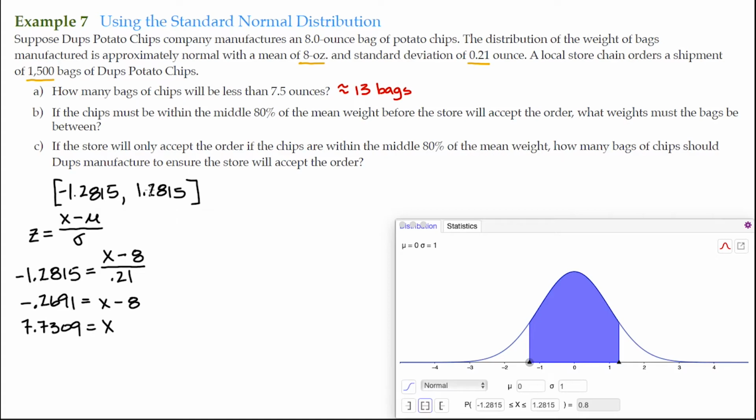I do the same thing for the positive one. 1.2815 is equal to x minus mu, which is 8, divided by the standard deviation, which is 0.21. This is going to be positive 0.2691. Go ahead and add 8. So then x is going to be equal to 8.2691.